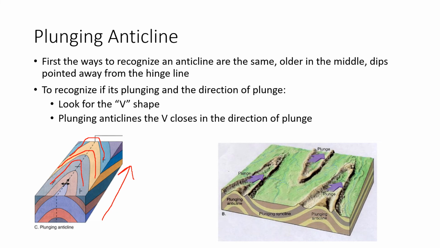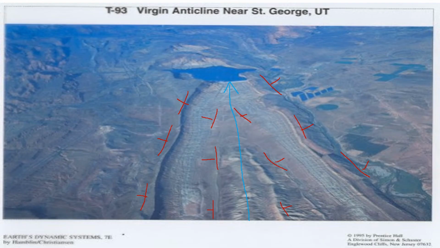So here we have this V shape, going off like that into that lake. If we were to go out and take strike and dip measurements, we would see that they are going off that way and that way, and because this V is closing that way, we know it's plunging that way.